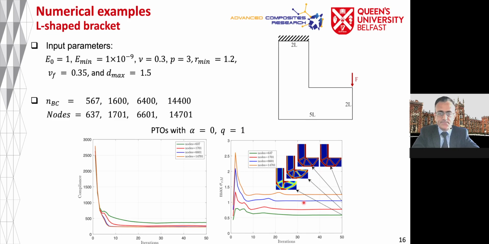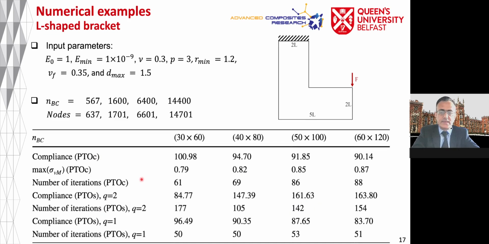And this is the comparison of the PTOC and PTOS with Q equal to 2 and Q equal to 1. For Q equal to 1, we are getting convergence very quickly as compared to the PTOC and PTOS with Q equal to 2.